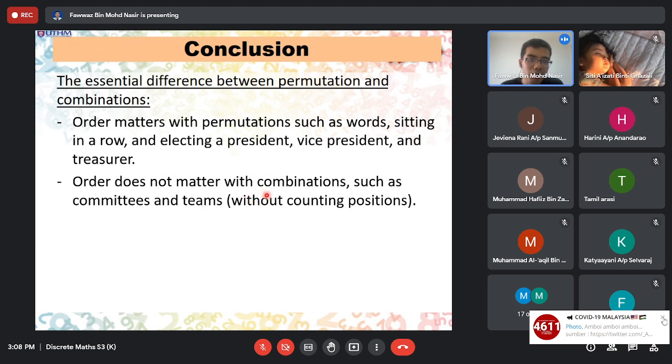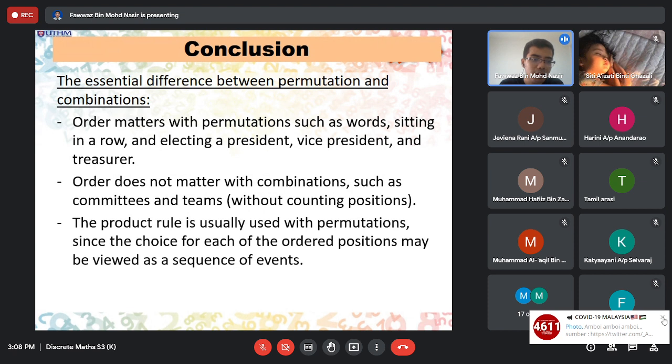Jadi sebab kita pakai combination. Okay, jadi basically the product rule is usually used with permutation since the choice for each of the ordered pairs positions may be viewed as a sequence of events. Okay, jadi kalau kita tengok balik, kalau korang ingat balik previous examples, bila kita pakai permutation, most of the time kita boleh pakai product punya rule.